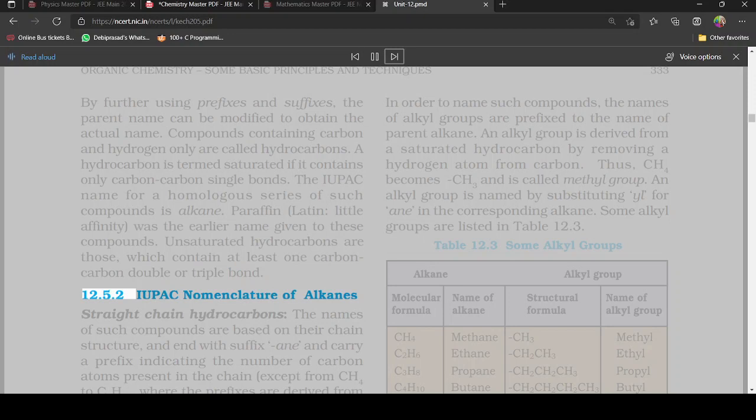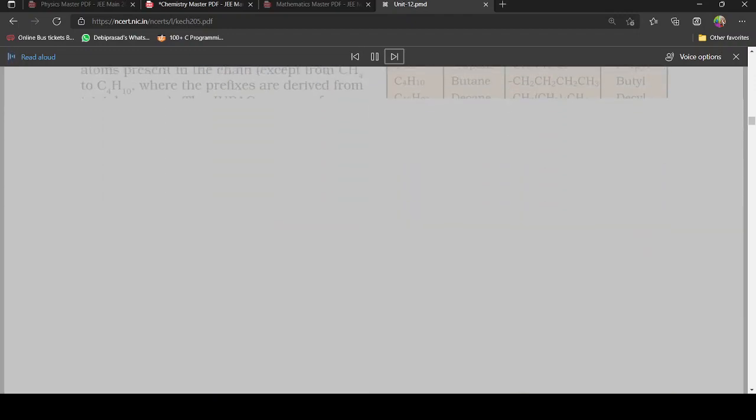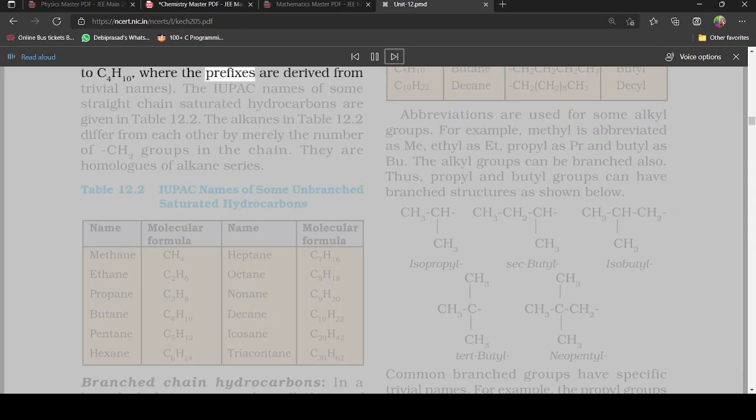IUPAC nomenclature of alkanes. Straight-chain hydrocarbons. The names of such compounds are based on their chain structure and end with the suffix -ane, and carry a prefix indicating the number of carbon atoms present in the chain, except from CH4 to C4H10, where the prefixes are derived from trivial names.